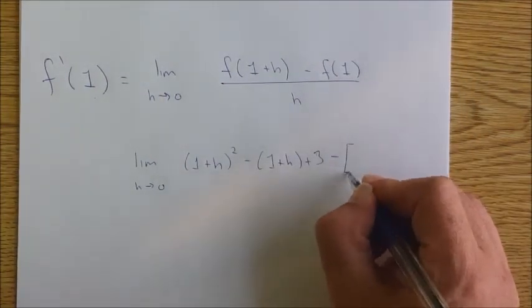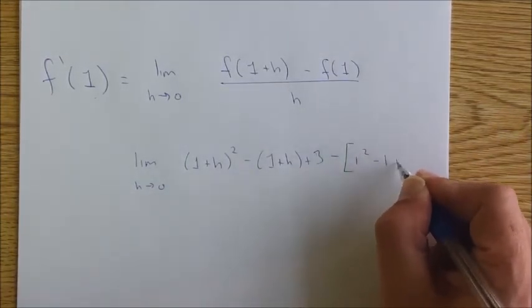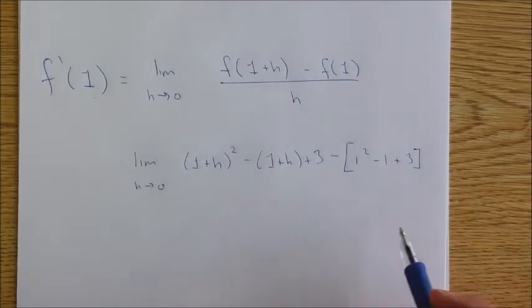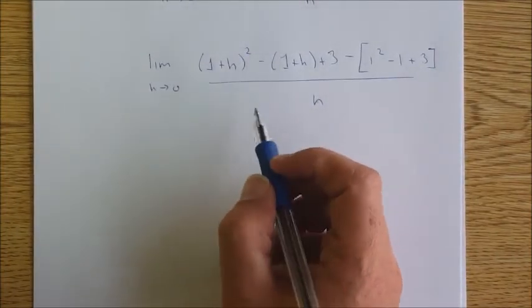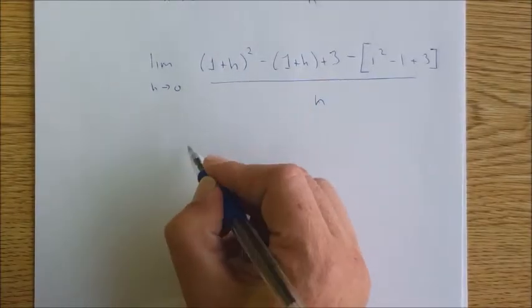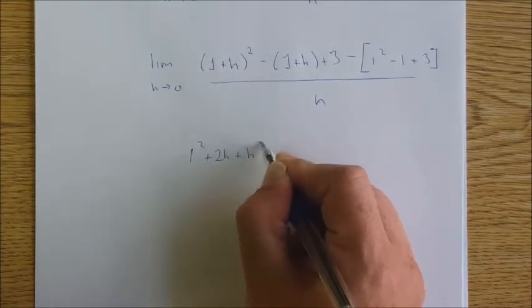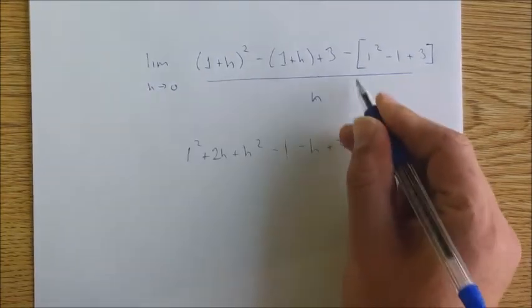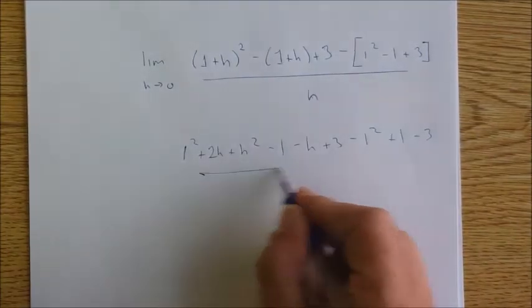And you take away the other guy, the original, which was just 1. So you have 1 squared minus 1 plus 3. Okay? Now you're taking them away, so the signs are going to change. And that whole thing is divided by h. So you go to the next step. 1 plus h, you're going to square that out. You're going to use the FOIL method. You're going to have 1 squared plus 2h plus h squared minus 1, because you're subtracting, minus h plus 3 minus 1 squared plus 1 minus 3, all divided by h.